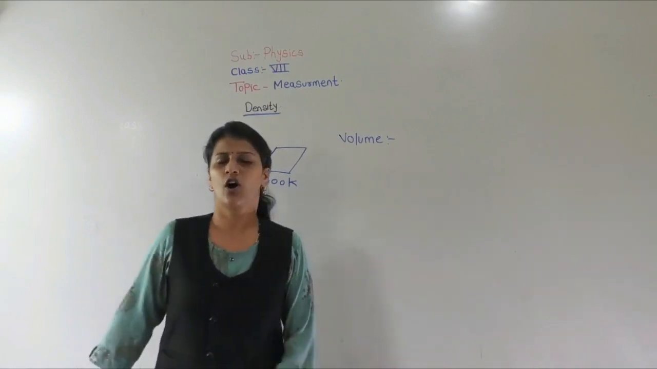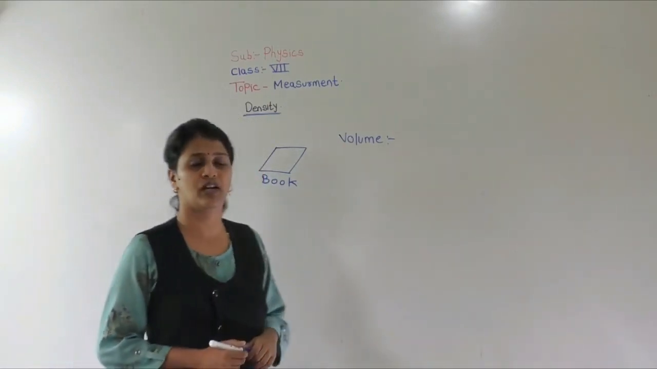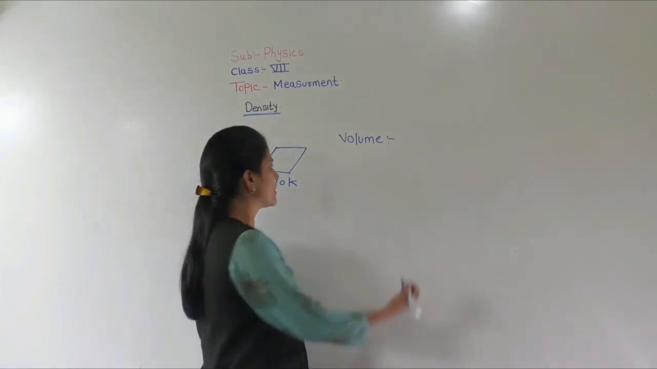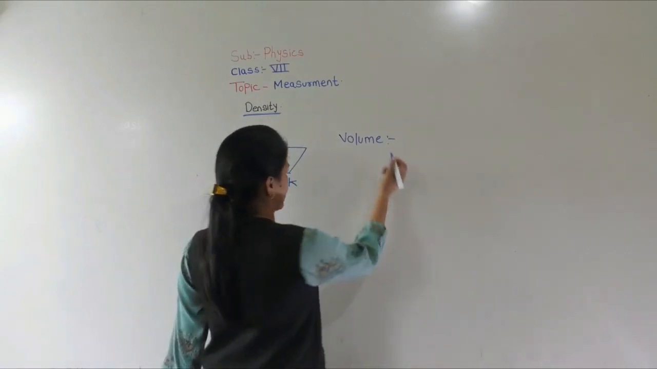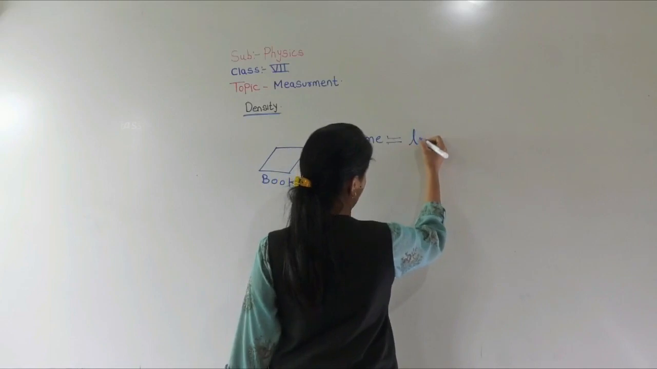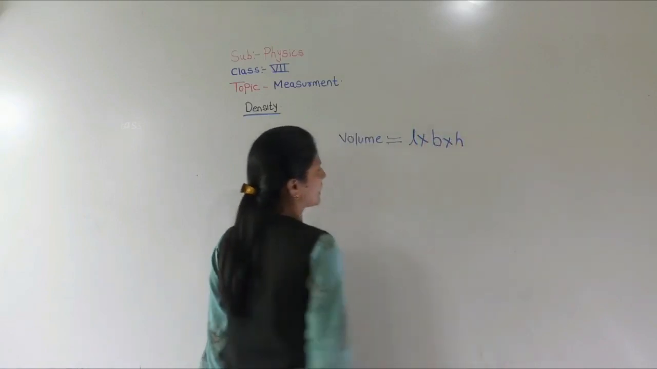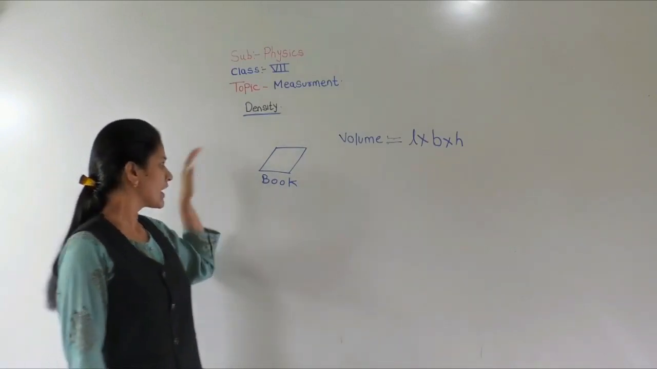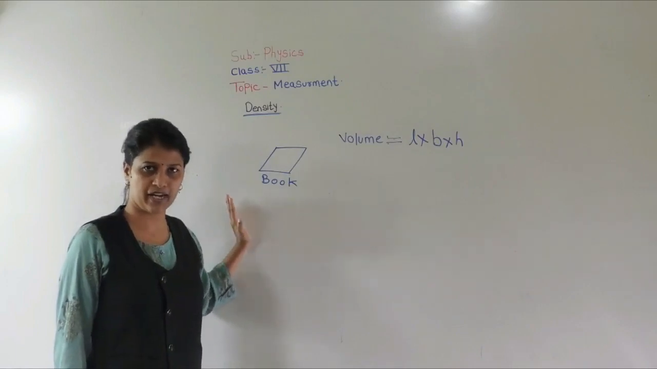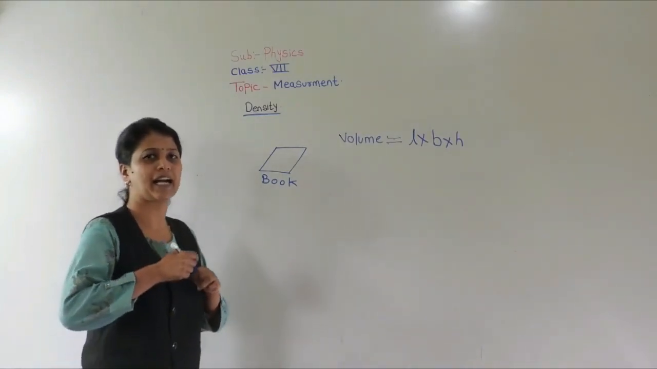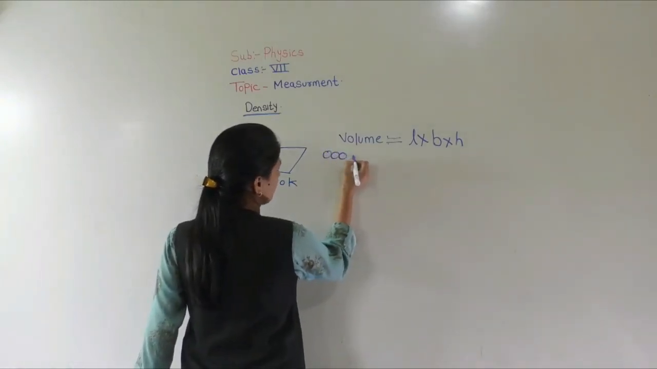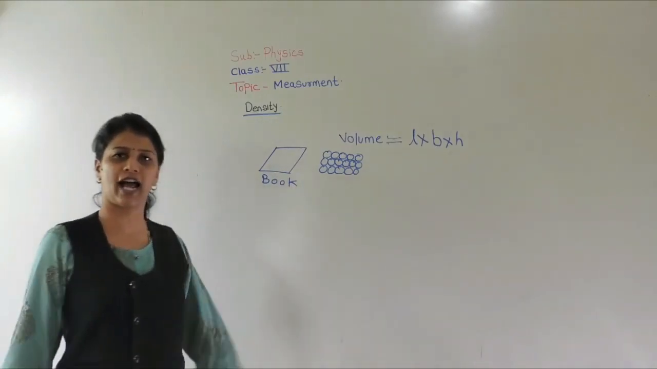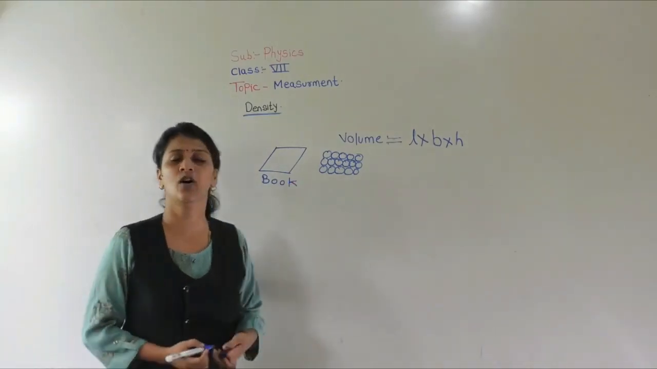If you want to calculate the volume of any object, do you know any formula for the volume? What will be the formula for the volume? Length multiplied by breadth multiplied by height, or we can say thickness. Now see, if you consider a book, this book is occupying some space. The book is made up of matter, which is made up of particles called molecules.